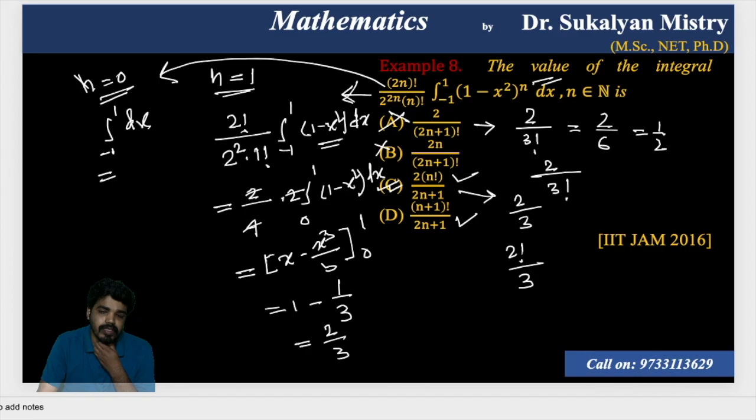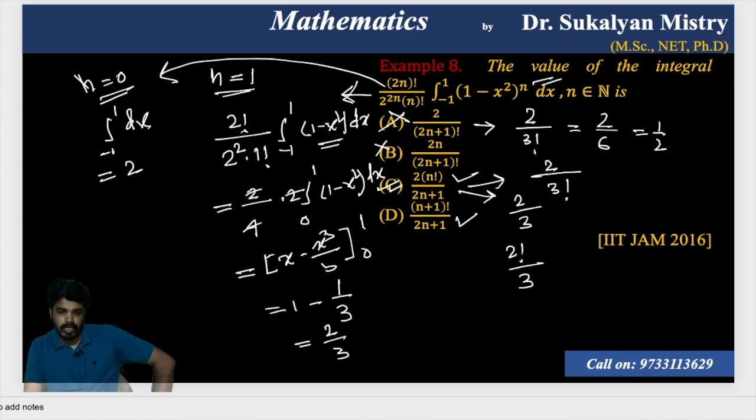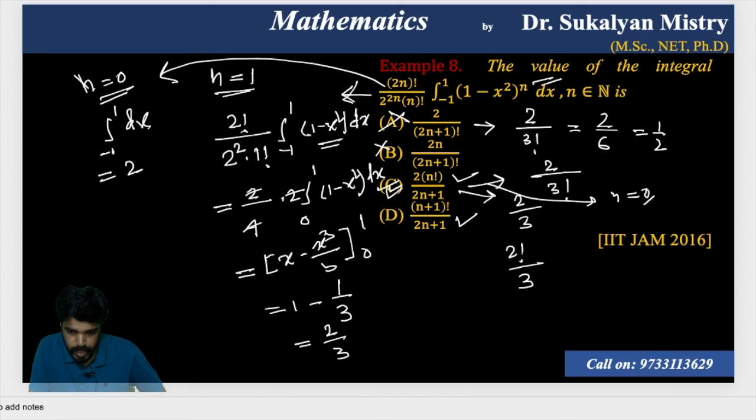So, this will be 2. Now put n is equal to 0 in option C. So, factorial 0 is 1, that is 2 by 1. So, this is 2. So, when n is equal to 0, from C this will be 2. So, option C is correct.